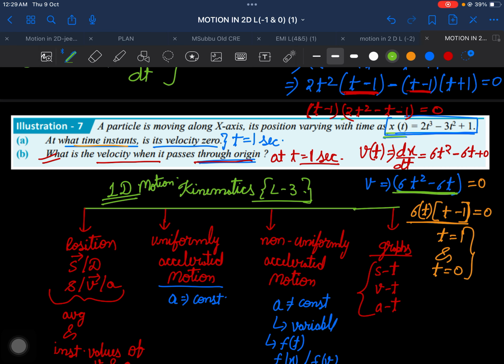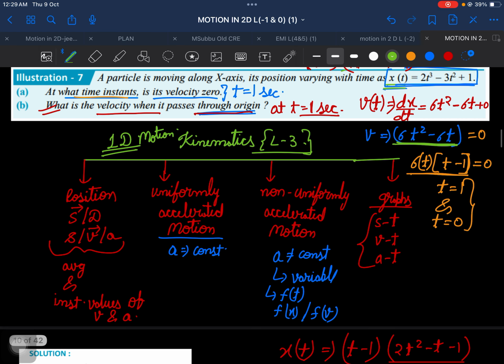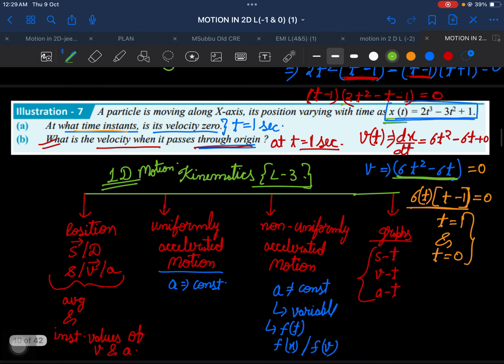xt square, 6t square minus 6t. Alright, so what is the velocity at t equals 1? The velocity at t equals 1 is equal to 0. So the velocity is 0. The answer of this is p equals 0.